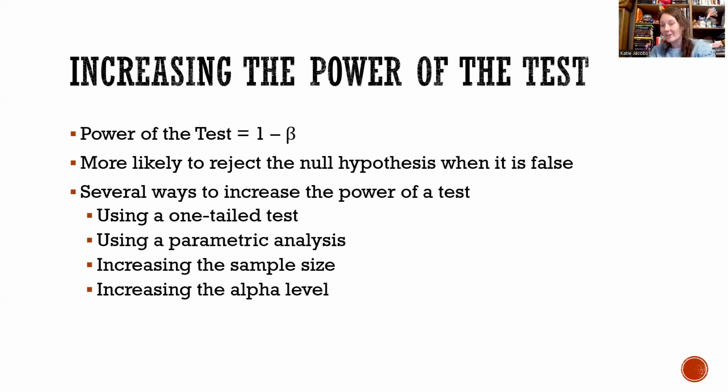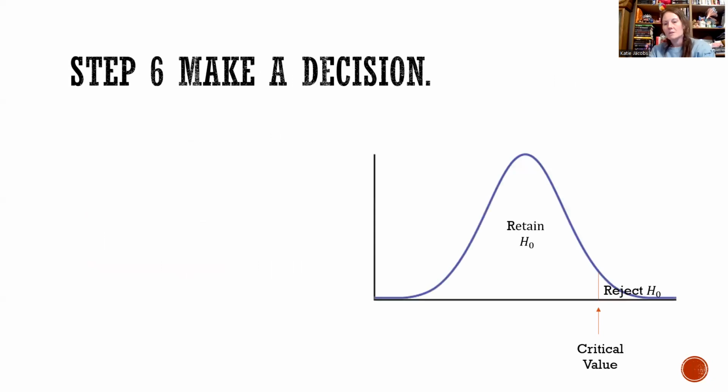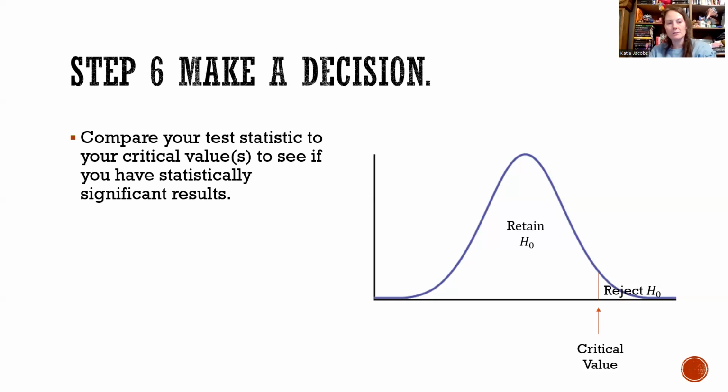Increasing our alpha level also increases the power of the test. Okay, so step 6, then we're going to make a decision. Remember, we have 2 different decisions we can make. We can retain our null hypothesis or we can reject our null hypothesis. We're going to use our critical value that we found in step 5 to differentiate between these 2 different regions.